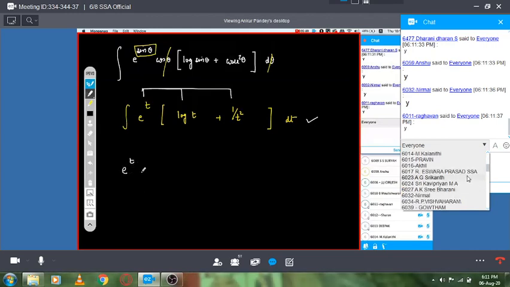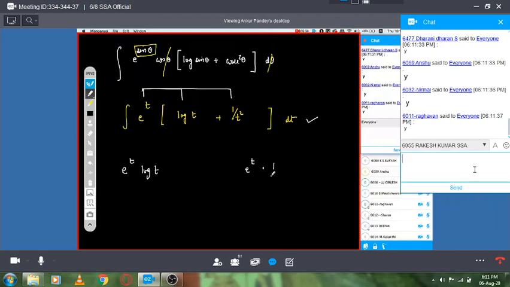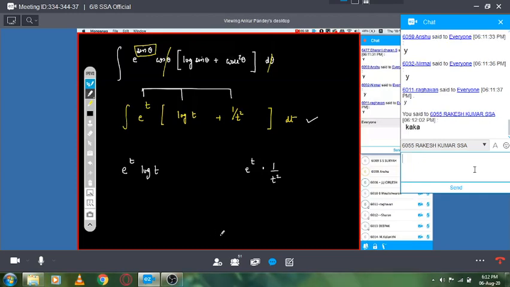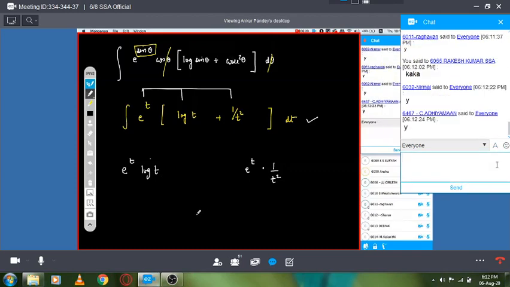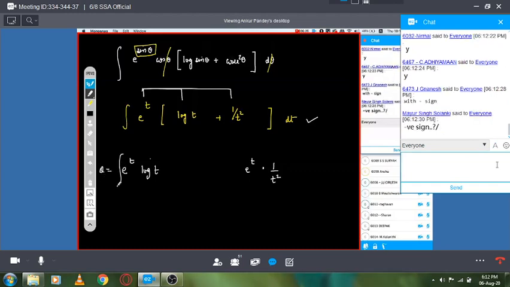e to the power t log t and e to the power t into 1 by t square are the two questions now. Look, if you differentiate this two times, will you not get this? Try. So the question is integration of this plus integration of this.